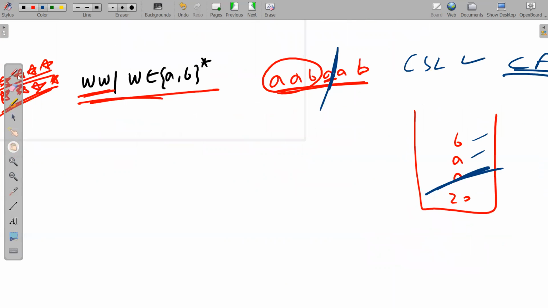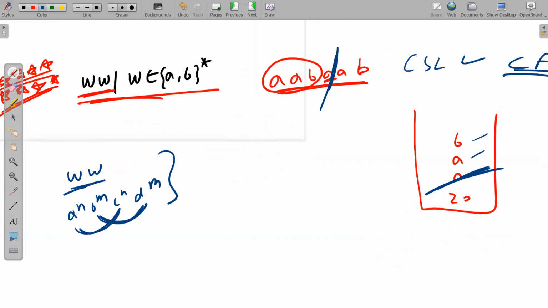So these two are very important, standard examples. You can say WW and A power N, B power M, C power N, D power M, where these two are equal and these two are equal. These two are standard examples. These are CSL, but not CFL.